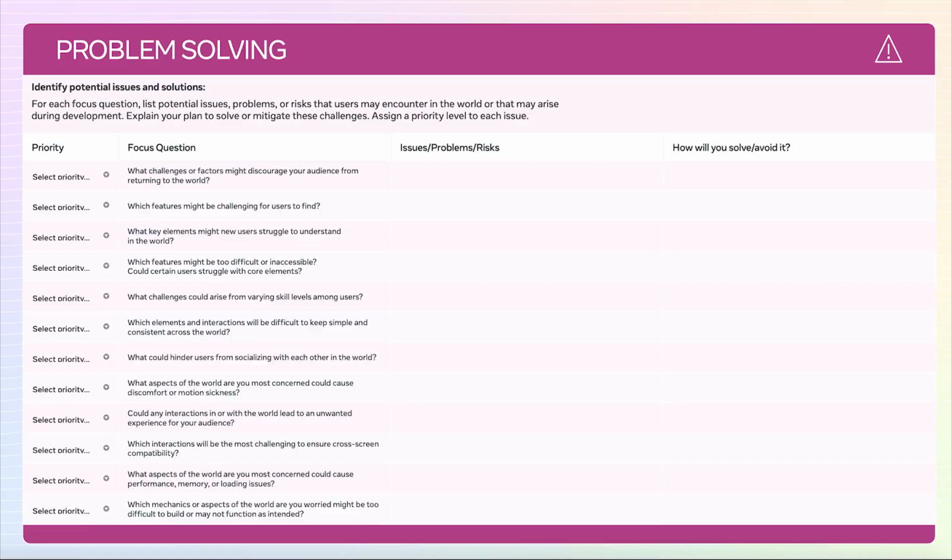And another thing I want to add to this is that the problems that are valid for a world are problems that apply to your audience.